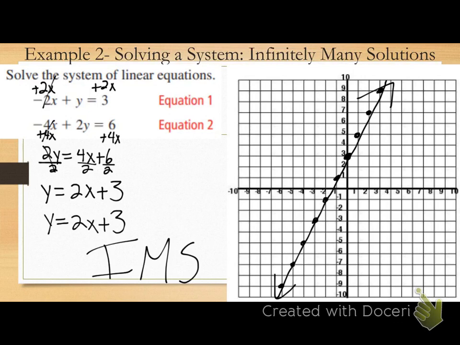Questions on what it looks like graphically? Same slope, same y-intercept, you get infinitely many solutions. Can I erase and move to substitution?